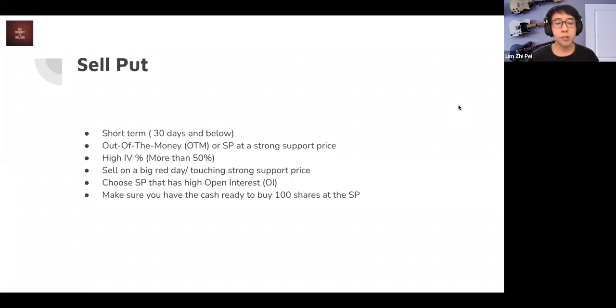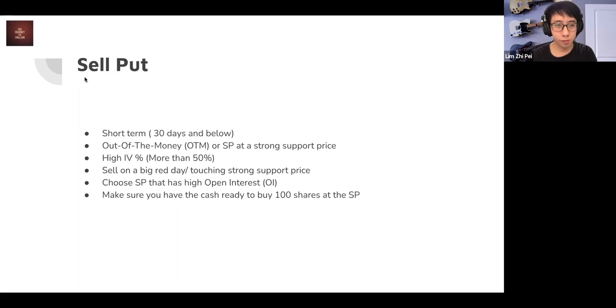For a sell put, we want to sell a shorter term because we want it to expire worthless so that we get to keep the premium. We do not actually want to buy the shares. That is why we are looking at 30 days and below. And for sell put, we sell out of the money, or at a strike price at a strong support price. This is so that the price of the stock does not go lower than your strike price. If it does go lower, then you really need to fork out the cash to buy the shares.